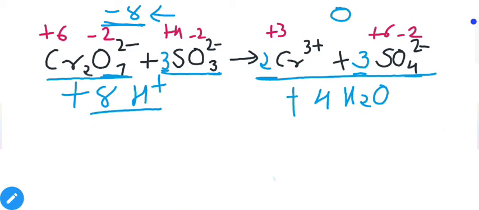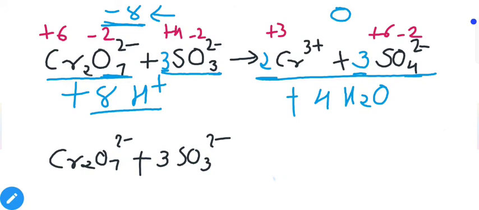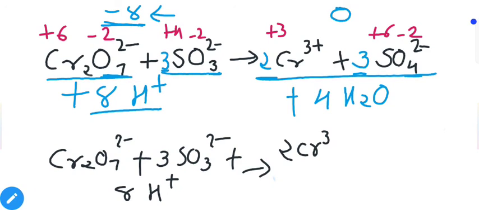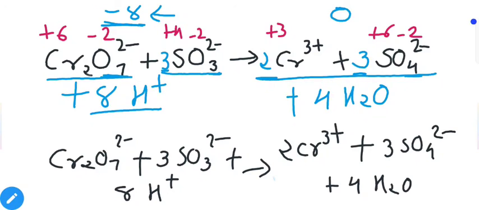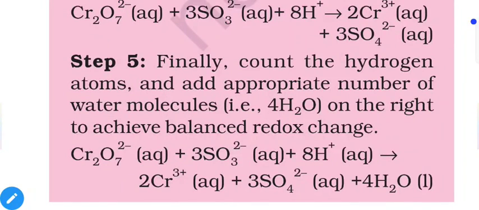So our completely balanced reaction is Cr2O7 2 minus plus 3SO3 2 minus plus 8H plus produces 2Cr3 plus plus 3SO4 2 minus plus 4H2O. So this is our completely balanced chemical reaction. All the numbers of elements on both sides and the charges on both sides are equal. So this is our complete balanced chemical reaction, and it is mentioned here.